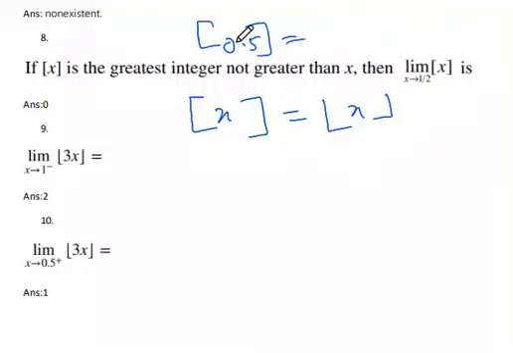For instance, if you consider the value 0.5, the greatest integer not greater than 0.5 would be 0. So this function gives you 0. So this is the same as the floor function, floor of 0.5. Both are the same.